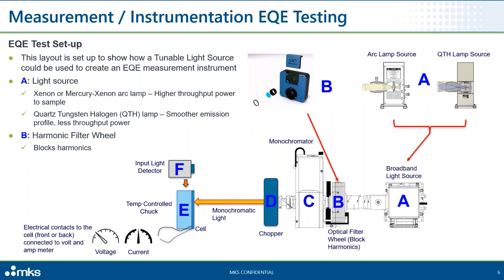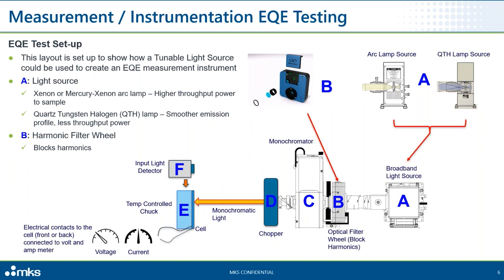It does have emission lines, and I'll call it spikiness in the spectrum, so you have to account for that. There is another style that we use, which is a quartz tungsten halogen lamp that gives a much smoother output, but it's also a much less powerful source. Either of these sources works well.